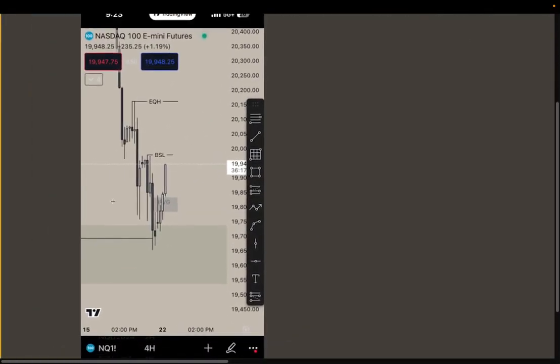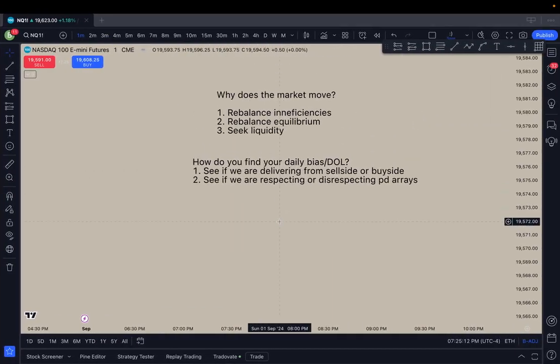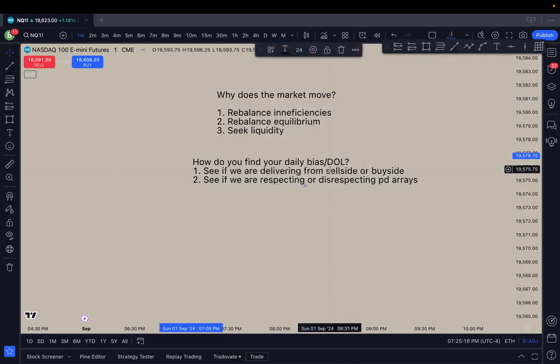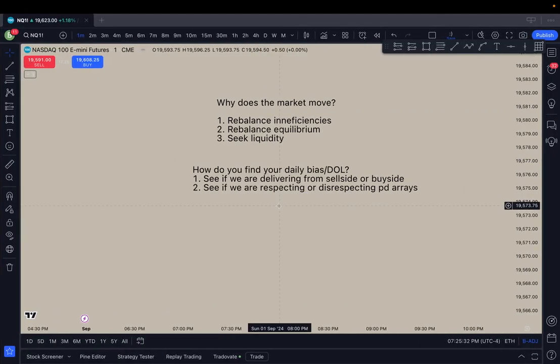Okay. What are we doing here? We've just swept sell side liquidity. Okay. So we are delivering from sell side, right? Delivering from sell side. And we are disrespecting bearish PD arrays, meaning what? The next recent high is most likely this high and these equal highs here. Right? So let's use everything here.